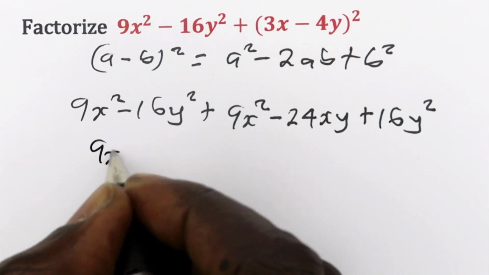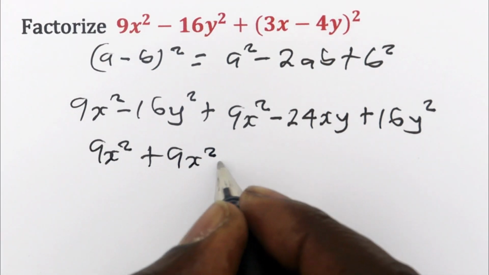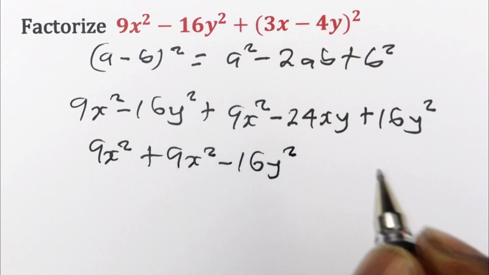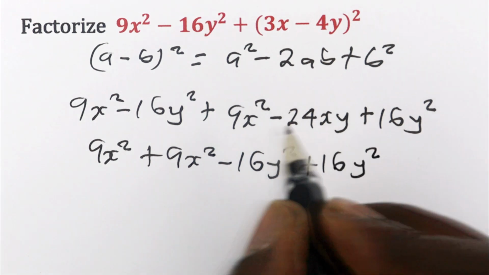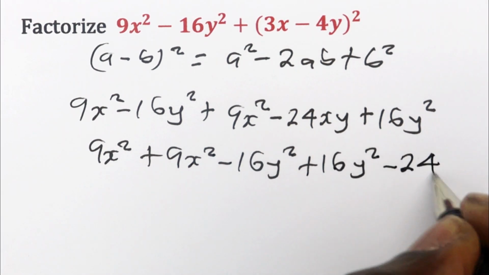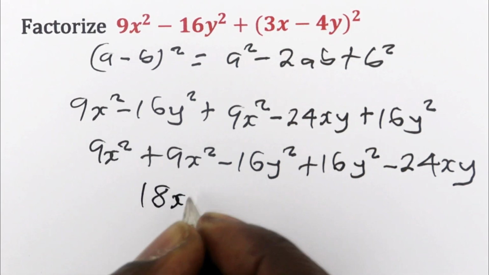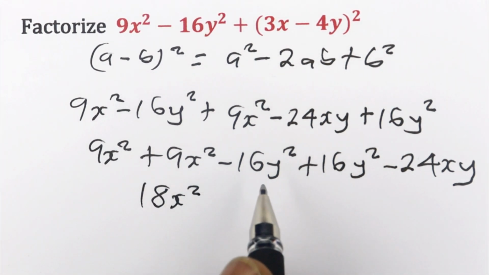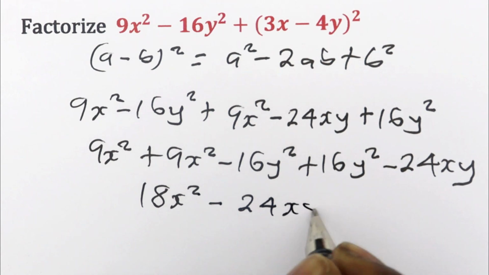So you have 9x squared plus 9x squared, minus 16y squared plus 16y squared, then minus 24xy. So 9x squared plus 9x squared is 18x squared, then minus 16y squared plus 16y squared is 0, and then you have minus 24xy.